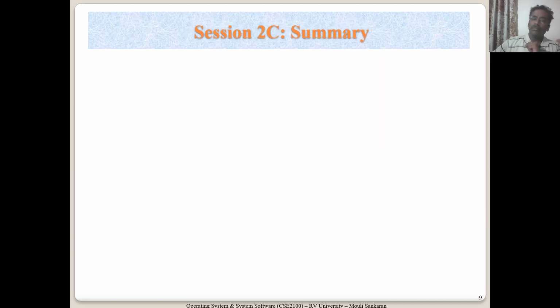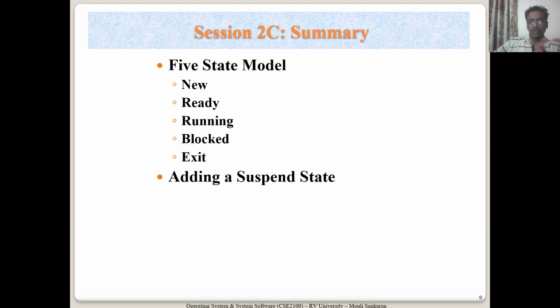So I hope this lecture was useful and you could follow all the transitions and possible things that are happening, what the OS is doing, and the purpose of the activities that the OS is doing. These are all very important and very interesting to know about.